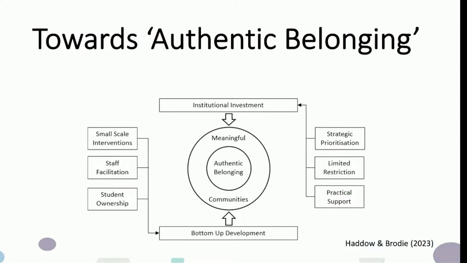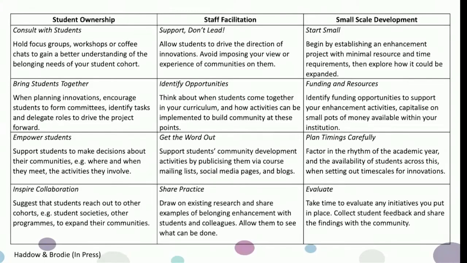But we felt it's still really important, there is a role for institutions here to strategically prioritise belonging and belonging enhancement for students, to create staff space and time to provide resource for that, to not impose restrictions on what those communities look like necessarily. So there is definitely a role here for institutions too. And what we've seen is that when these features come together, we see meaningful communities and authentic belonging emerge.